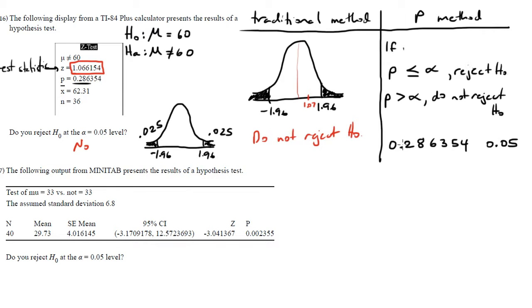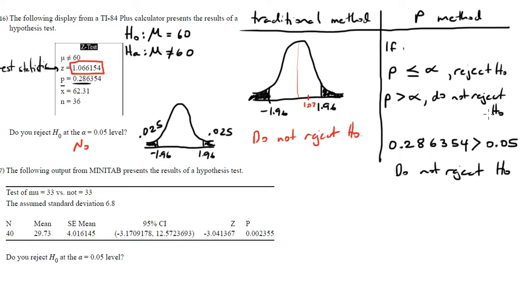Looking at the decimal positions, the ones place is both 0. In the tenths place, 2 is bigger than 0. So 0.28634 is larger than 0.05. My P is larger than alpha. Do not reject the null hypothesis. I come to the same conclusion. Either method you use, do not reject.